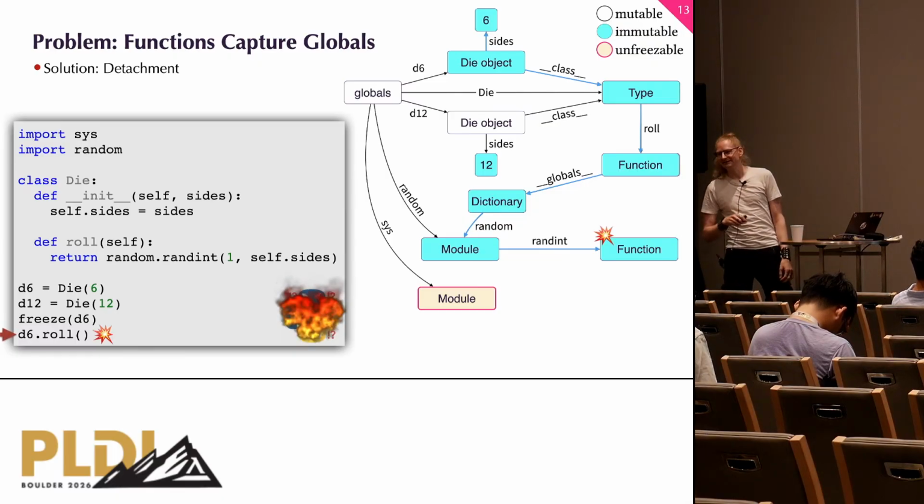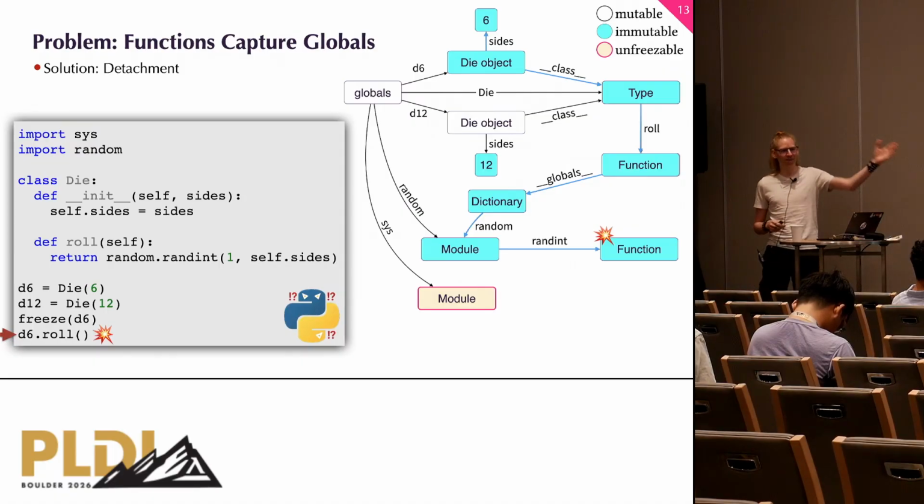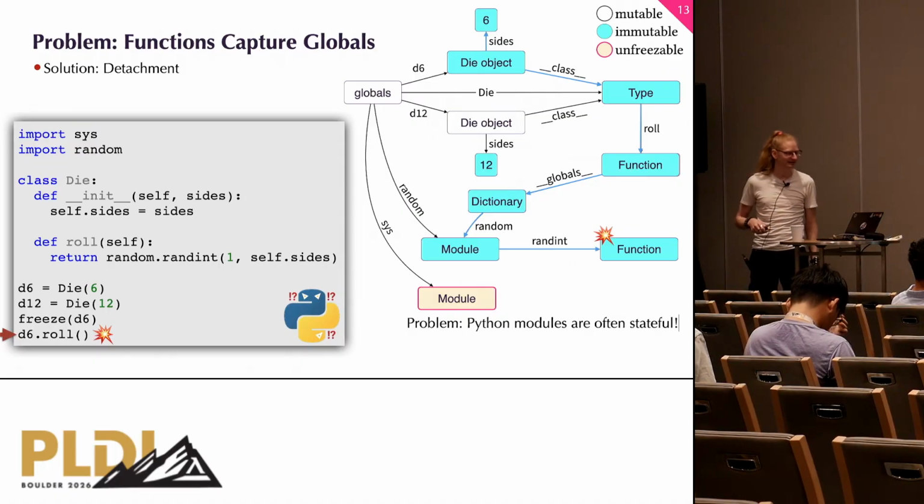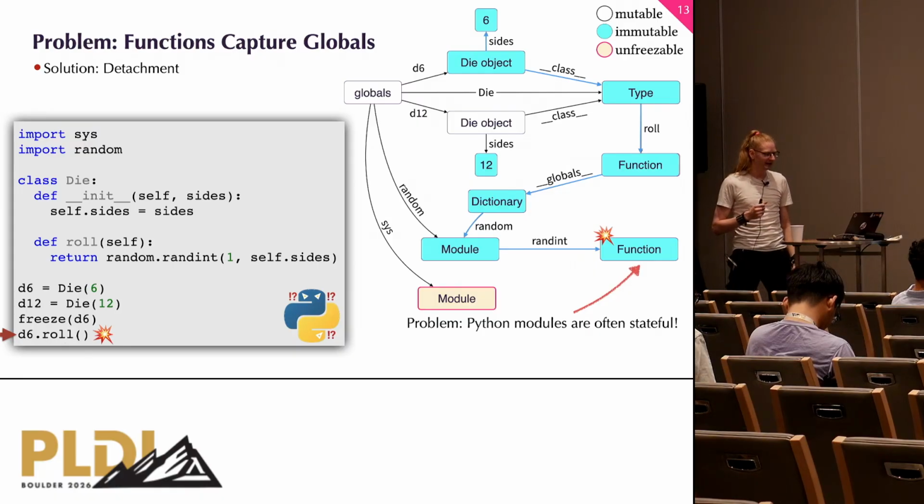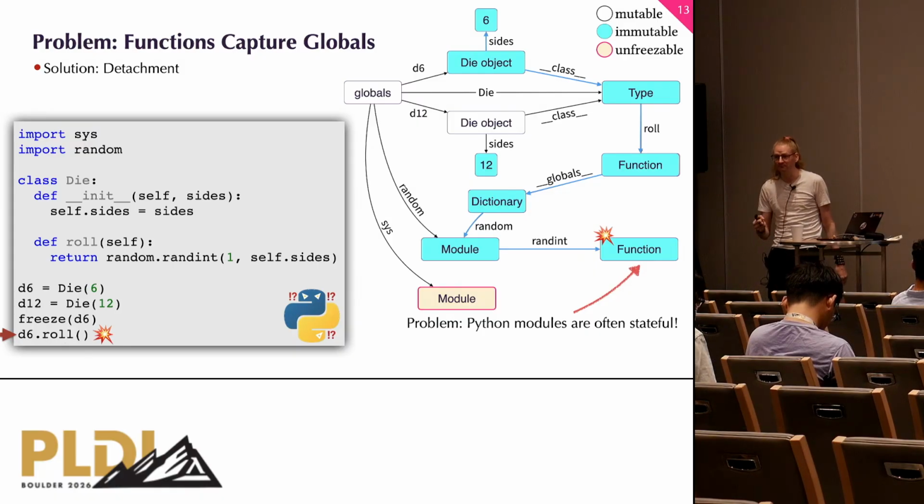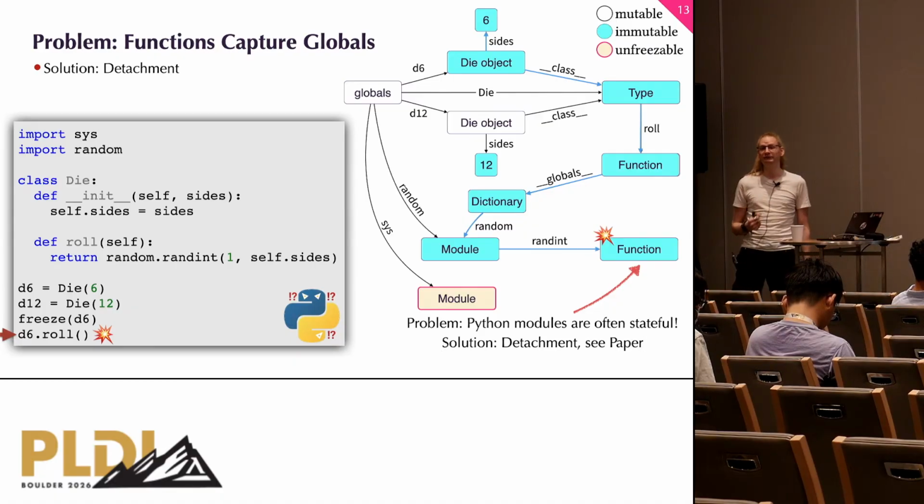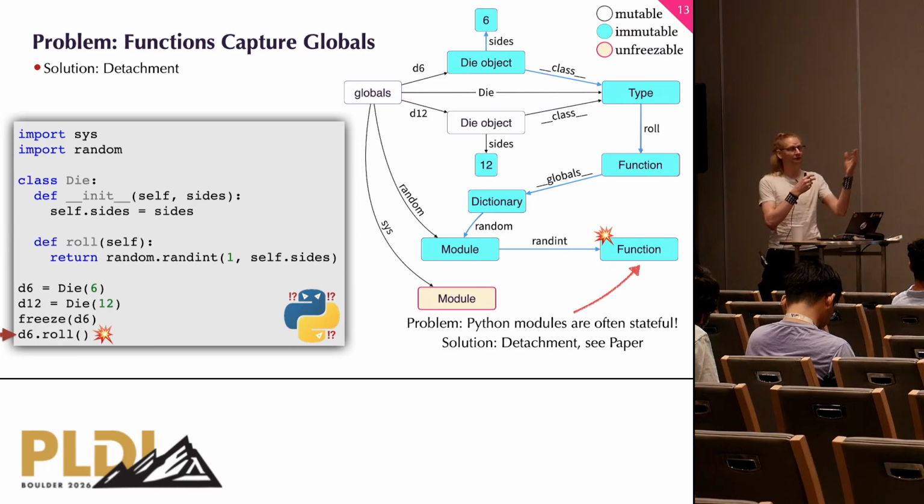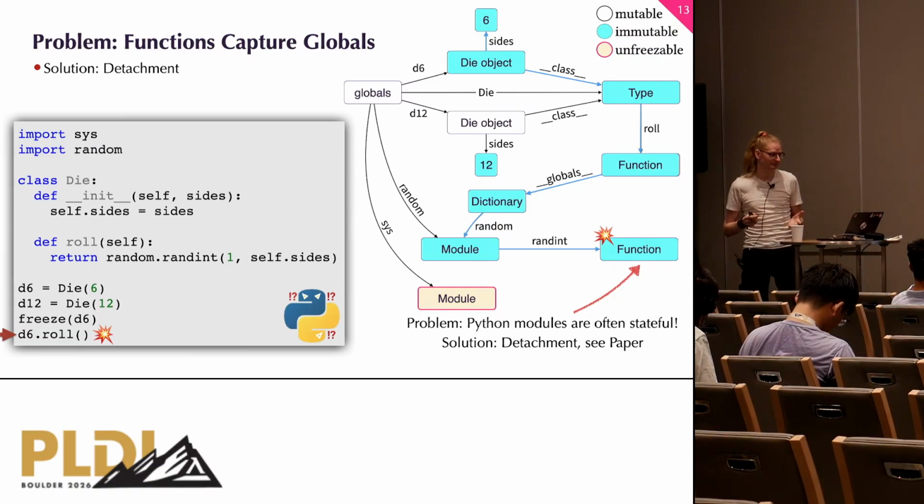Though this story is not done yet. If you try to run the roll function, you get an exception. And the reality is that a lot of Python modules are stateful. The solution here is, again, detachment. I sadly don't have time to show you any details of this way, but I encourage you to read the paper where we discuss 5 different ways of detachment.